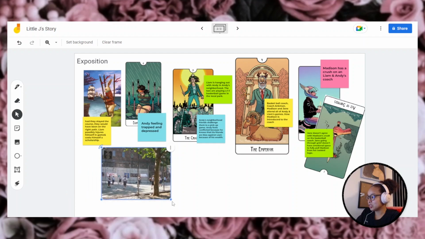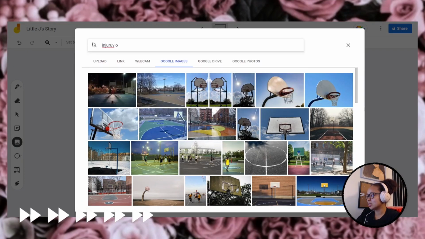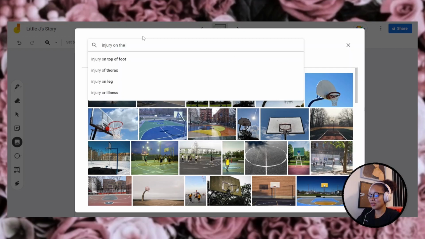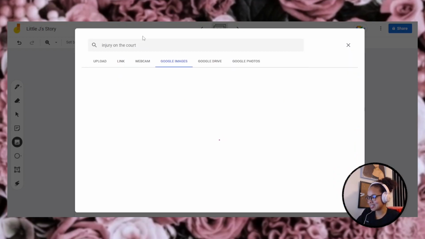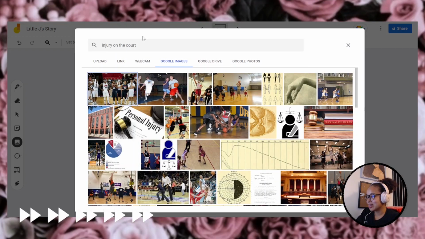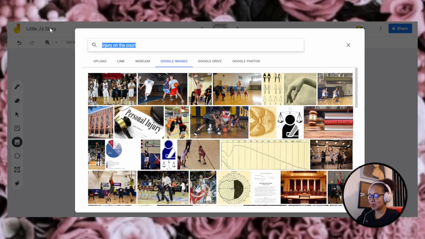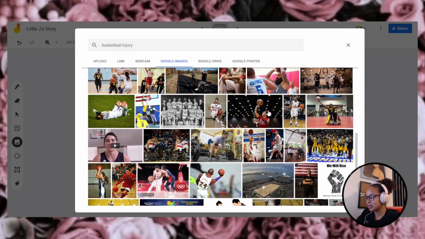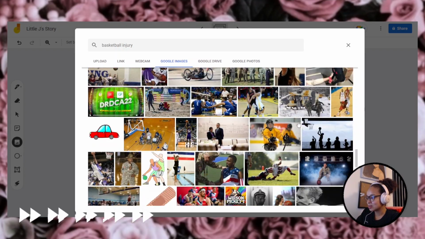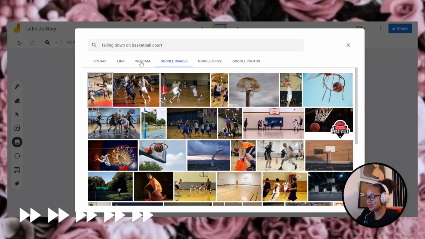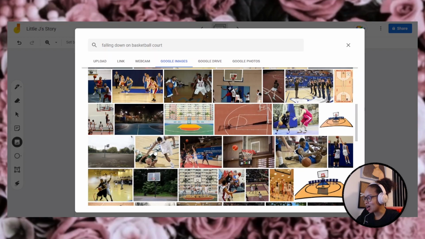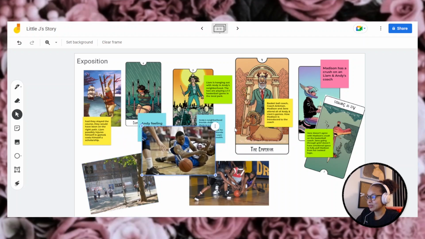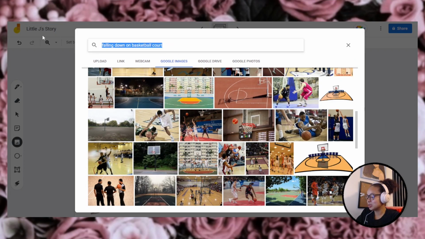Right, so we have a street ball game. Injury on the court. You have a picture for that? Like someone falling and breaking their foot? Let's see, basketball injury. I want like a falling and breaking your foot. Oh, this one. Hey, he's falling. We could kind of work with that for them. And let's do basketball coach.